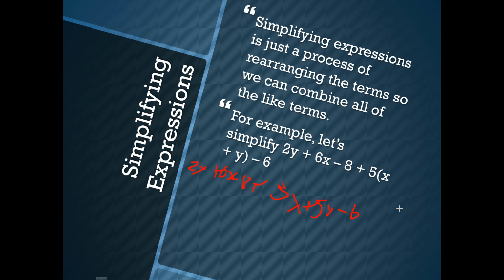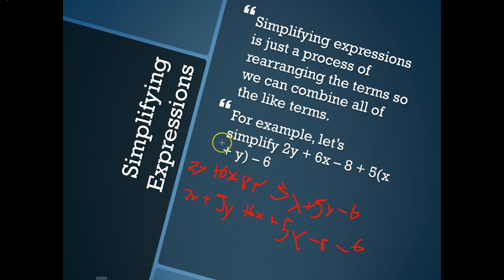So first off, we want to make sure that we get the like terms right next to each other. So we can use the associative property to move 5y right next to 2y. So using the associative property, we get 2y plus 5y plus 6x. We want to use the associative property again to move x closer. So we have 6x plus 5x, and then we put the rest at the end, minus 8 minus 6.